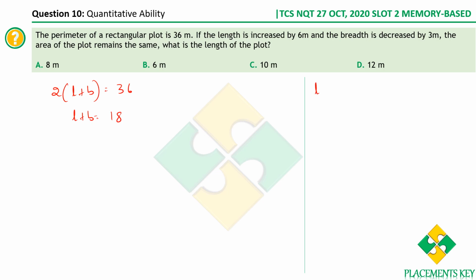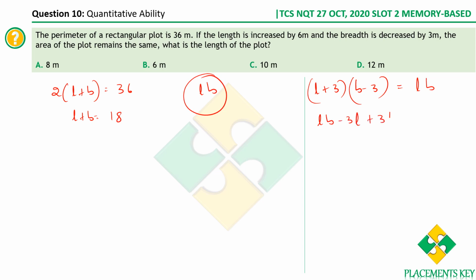Now if the length is increased by 6 meters and the breadth is decreased by 3 meters, the area of the plot remains the same. So what was the usual area of the plot? It was supposed to be L into B. So we are told that this is also equal to L into B. Okay, so let's simplify this.